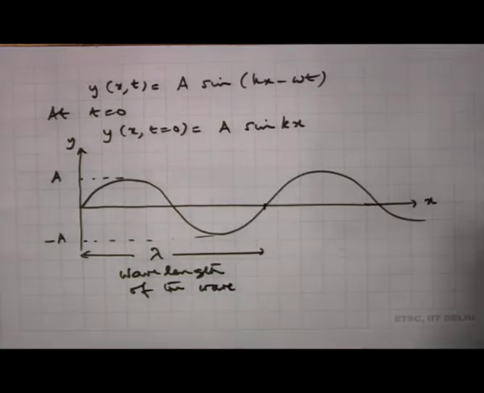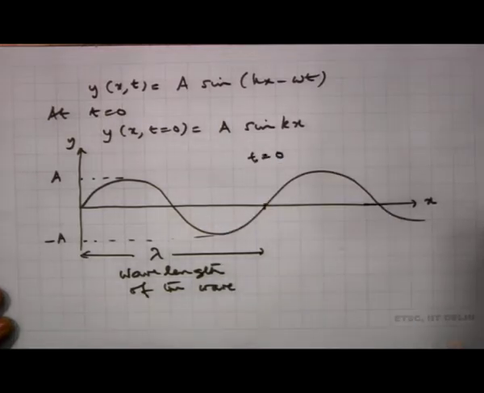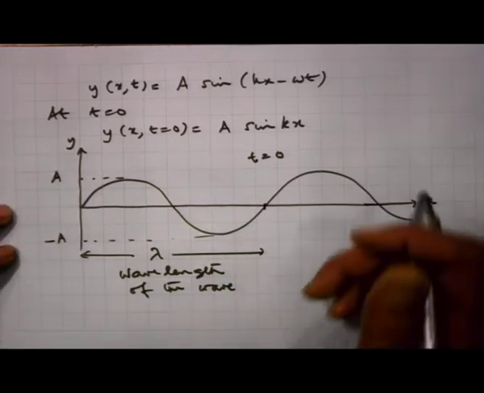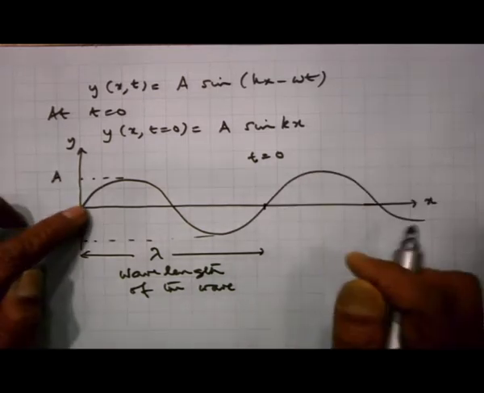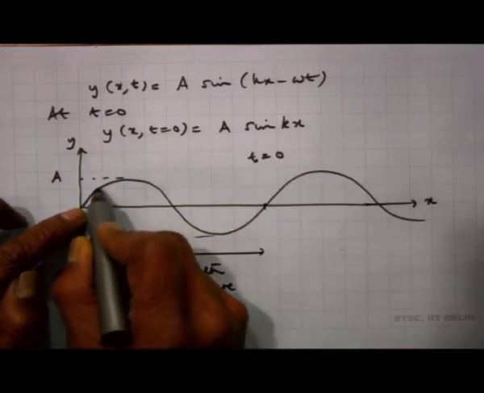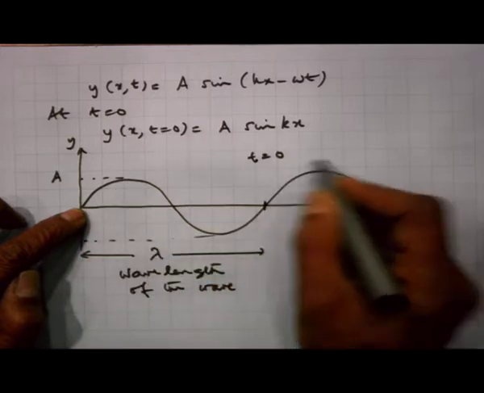So, please remember this is a snapshot of the string at t is equal to 0. If I had a very fast camera, I could have taken a very short exposure of the string at some instant of time which I call t is equal to 0, and I will see an image of the string like this. This is the amplitude and this is the wavelength. So, you can see here the sine function at this point x was 0, so the displacement is 0. As x increases, the displacement increases like a sine function. Then after this distance, the sine function repeats itself.